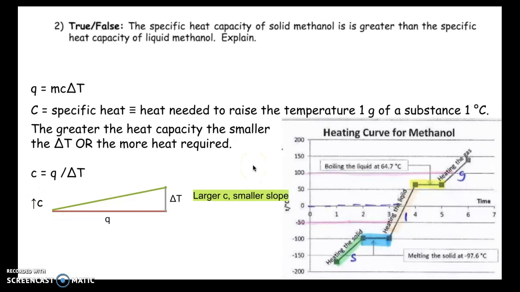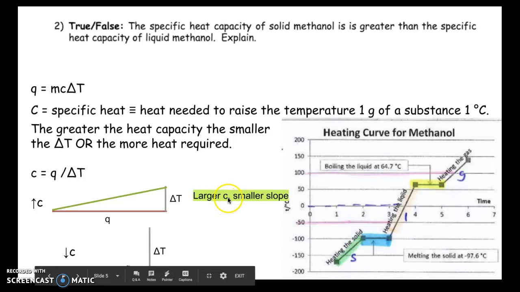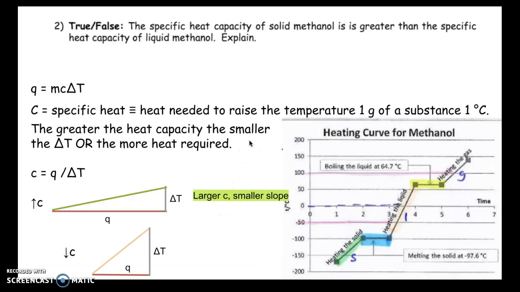Of course, that means the smaller the C, the larger the slope. And we can also prove that as well. So for a small C, we would draw a short horizontal line for our Q and a long or tall vertical line for our delta T, and then we would see that we have a large slope here. So the smaller the C, the larger the slope.